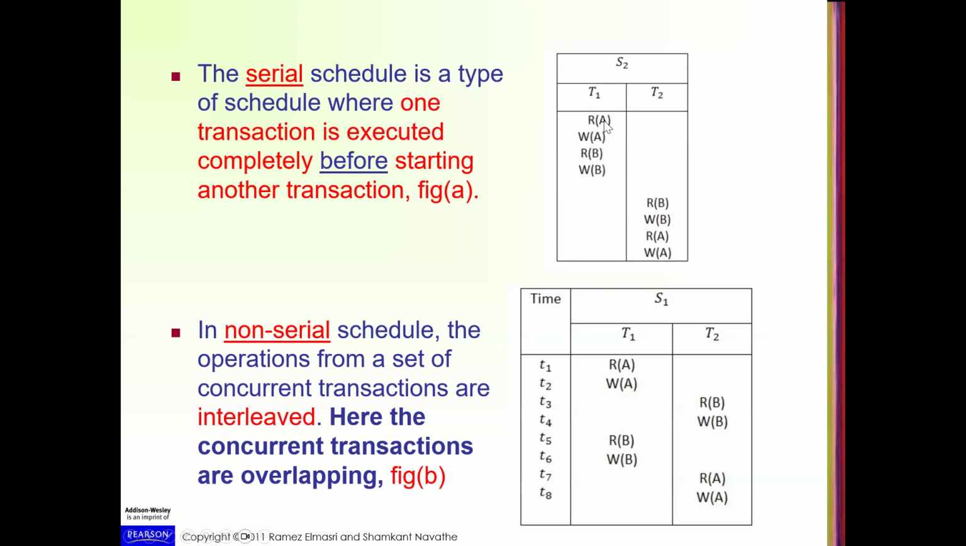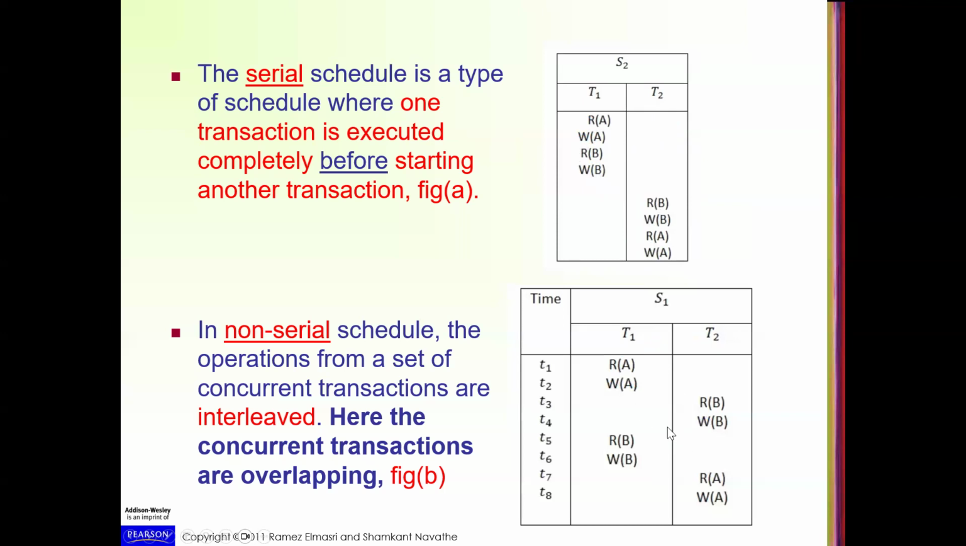So it is like T1 is reading item A, writing item A, reading item B, writing item B. T2 will wait until T1 finishes, and then it will read A, write A, read B, write B. So it's like, for example, you are waiting for your friend to complete her exam, and then you start writing your exam. This is an example of a serial schedule. But in real life, the exams are not serial, they are interleaved. Not even interleaved, they are parallel.